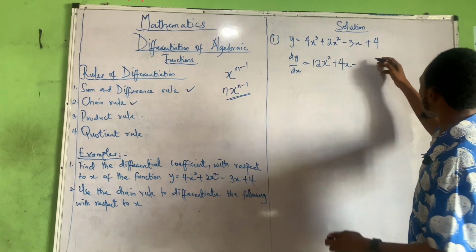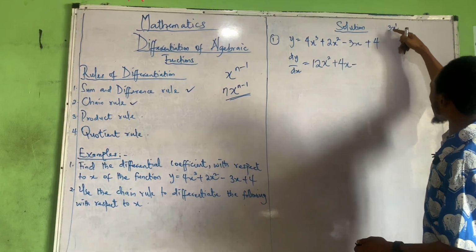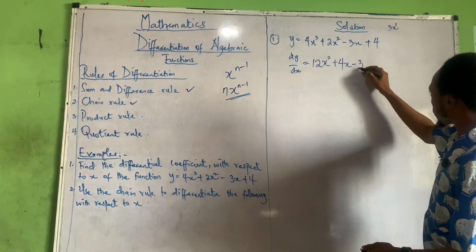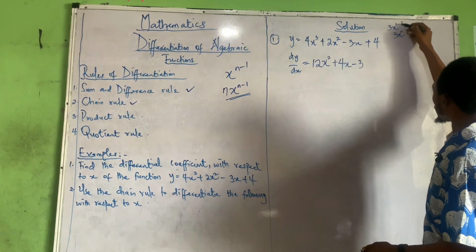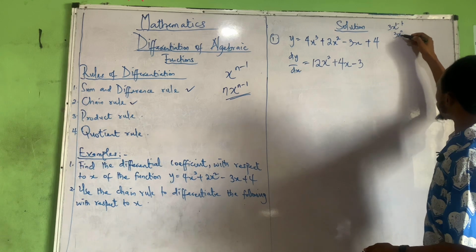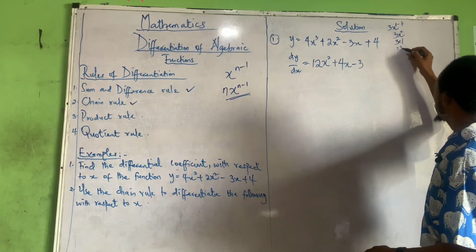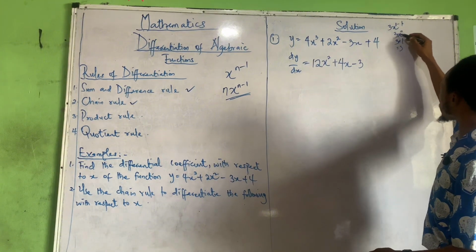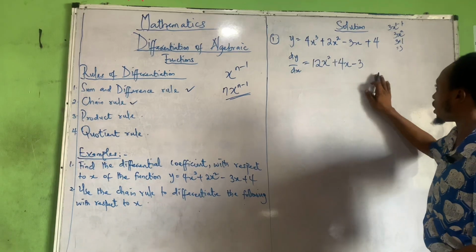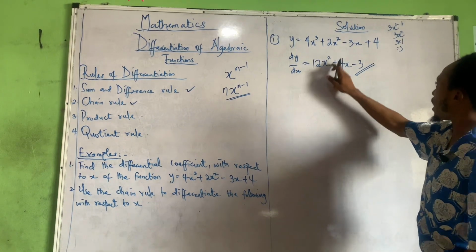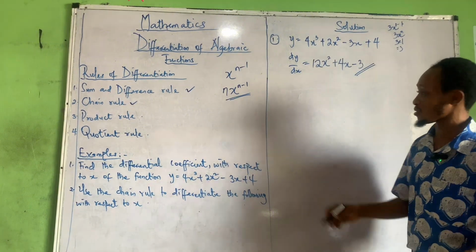Now, let me do this for you here. 3x raised to the power 1, you know there's an invisible 1 here. So 1 times 3 is 3. Then you minus 1 from the power, it turns to 3x raised to the power 0. 1 minus 1 is 0, and you know x raised to the power 0 is 1. So 3 times 1 is 3. So that's how we got our 3 here, because x to the power of 0 is 1. If you differentiate a constant, it is 0. Now you have 12x squared plus 4x minus 3. That is it for that.